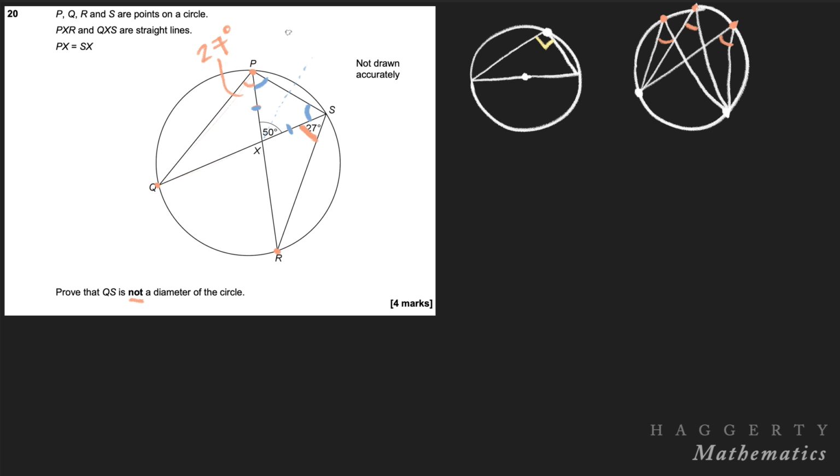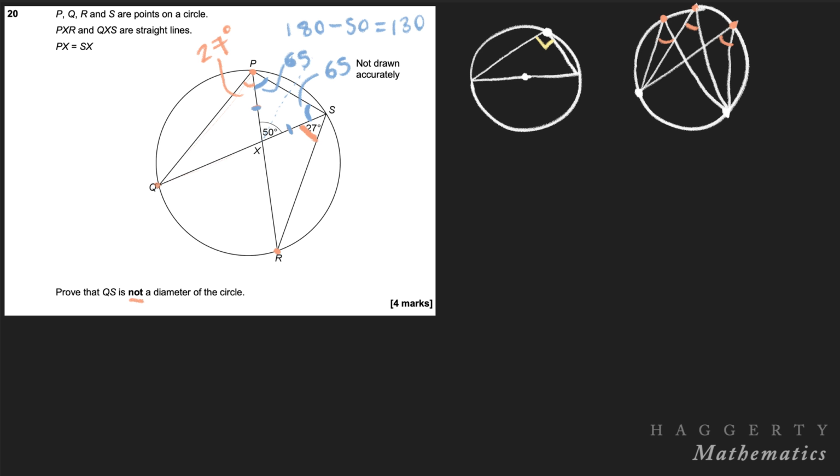What are they going to be? Well, you do the 180 minus the 50, and that leaves you with the 130. And that 130 is shared equally between the XPS triangle and the XSP triangle. So 130 divided by 2, that's going to be 65. Whoops, 65 right there. And 65 right here.